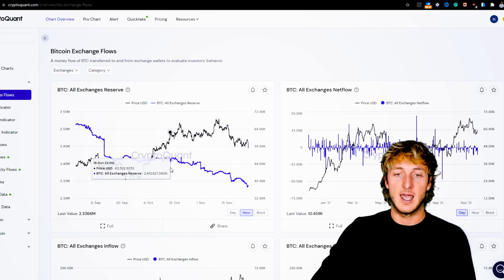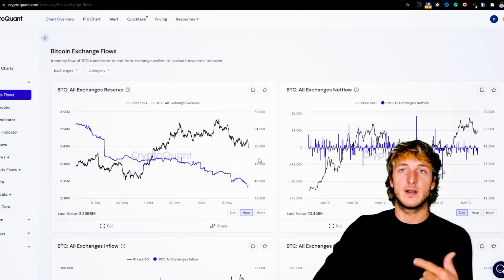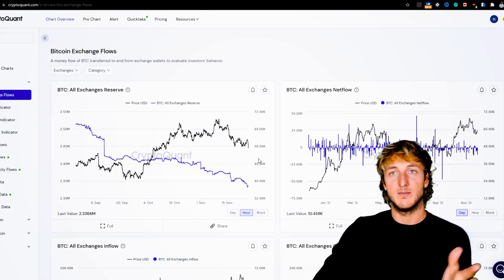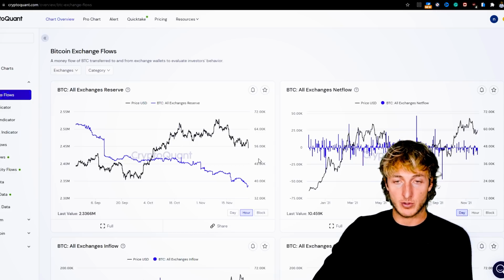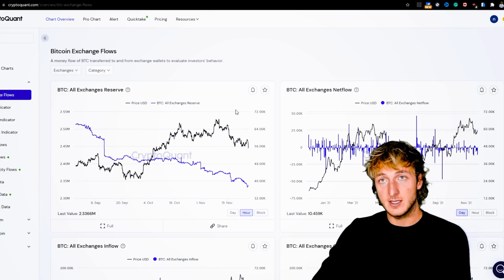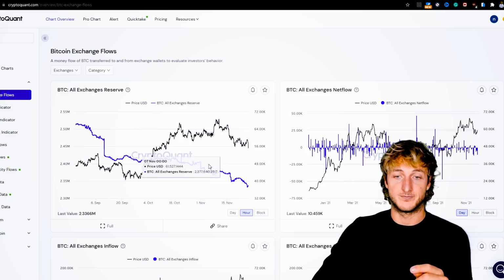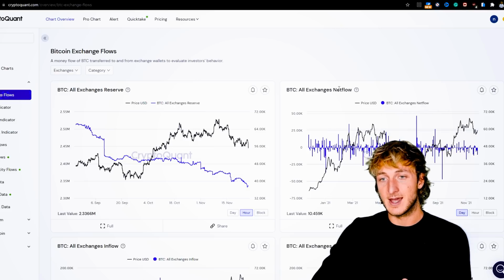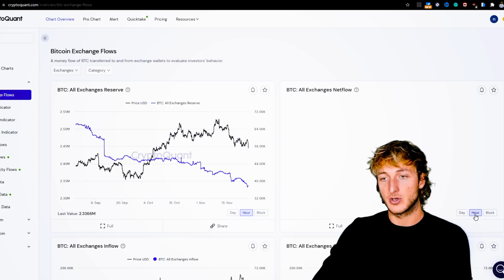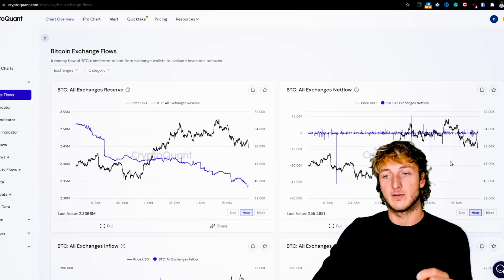What does it mean? It means that while Bitcoins are getting deposited, immediately all that selling pressure is getting absorbed by buying pressure, which is actually exceeding the selling that we're getting here. In fact, if we look at the net flow of all the exchanges, we can see how we are actually currently in the negative zone.